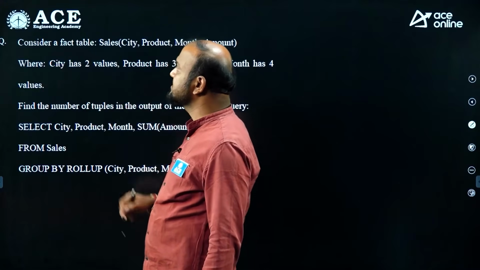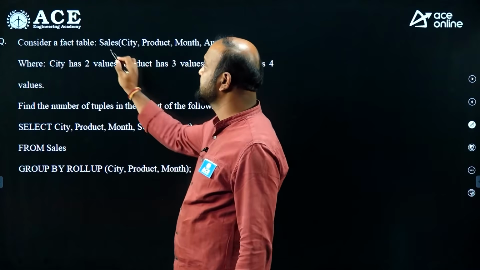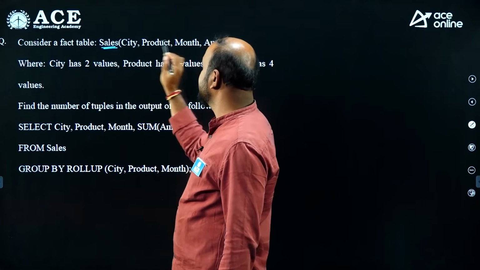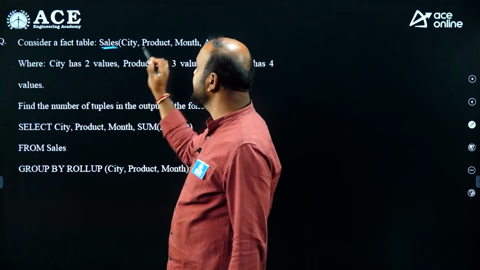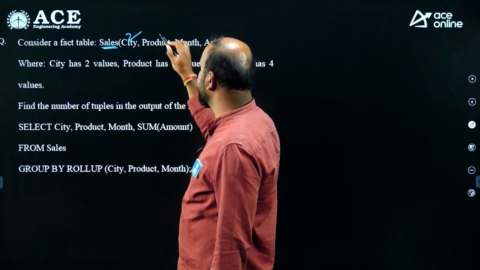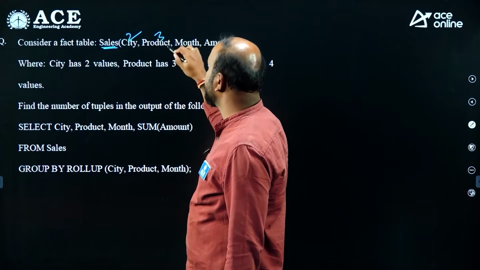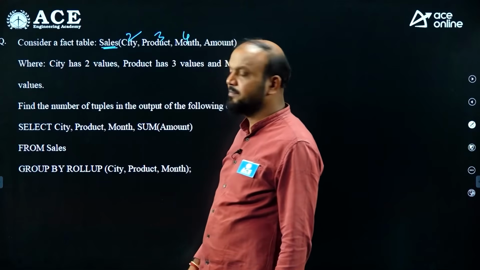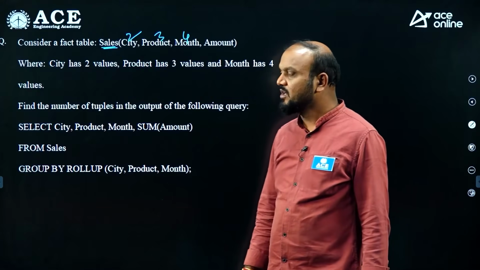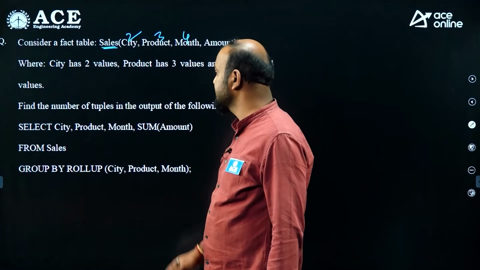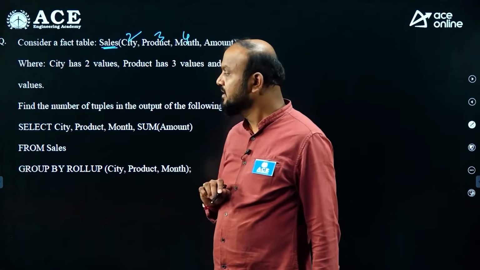Here it is given, consider a fact table. It is given a sales fact table having city, product, month, amount. It is mentioned city has 2 values, product has 3 values and month has 4 values. Based on that, aggregates are found in the fact table.